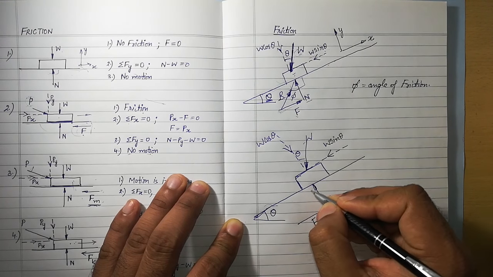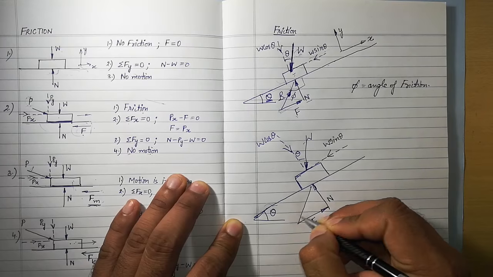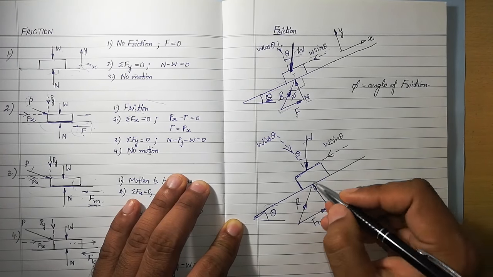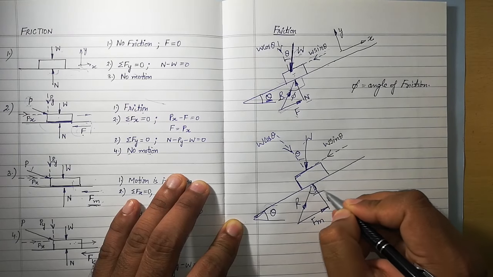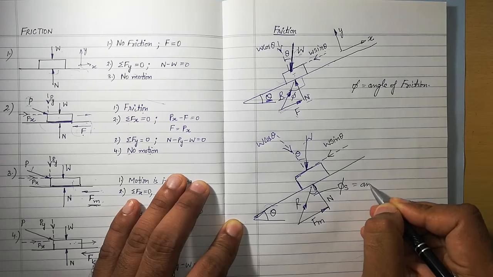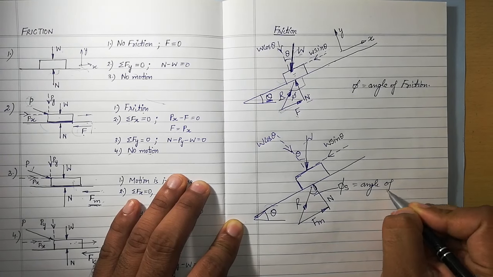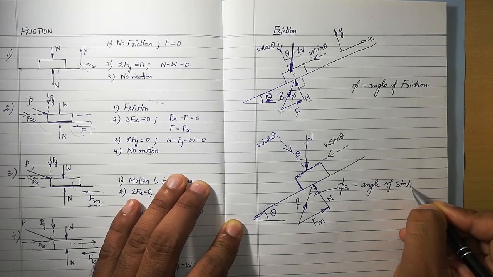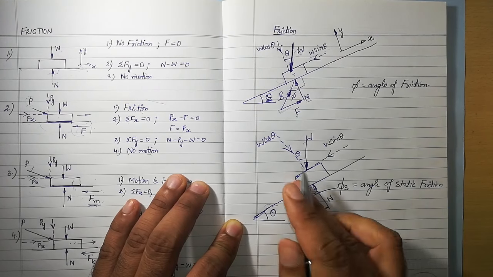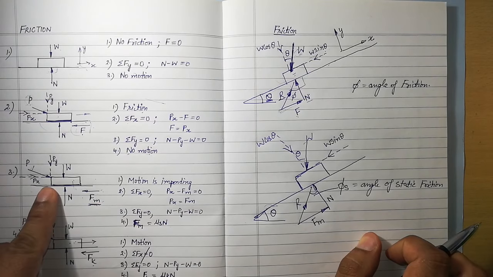So these two are the adjacent sides of the triangle. This is the closing side of the triangle, which is the total reaction, let us say, R. At this point, this angle of friction will be called phi s, that is the angle of static friction. So this is the representation of the third case.